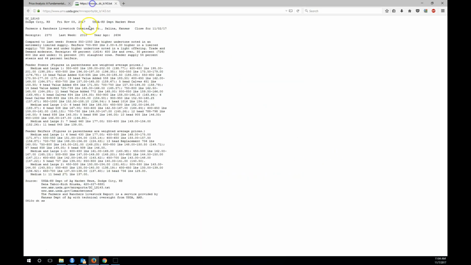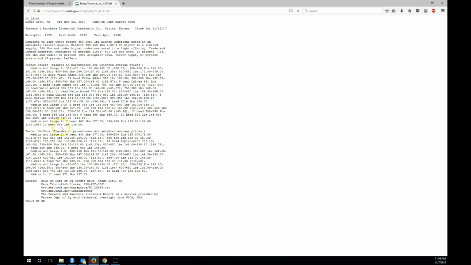To see this in action, these are prices reported to the USDA from Dodge City, Kansas, and this was the most recent report from last Friday, November 3rd. So this is some information about the quantity that was offered for sale. Down here are some prices. Oh, so here we have feeder steers and feeder heifers.